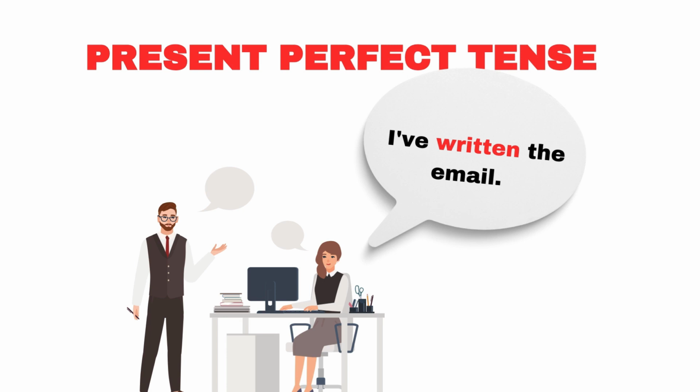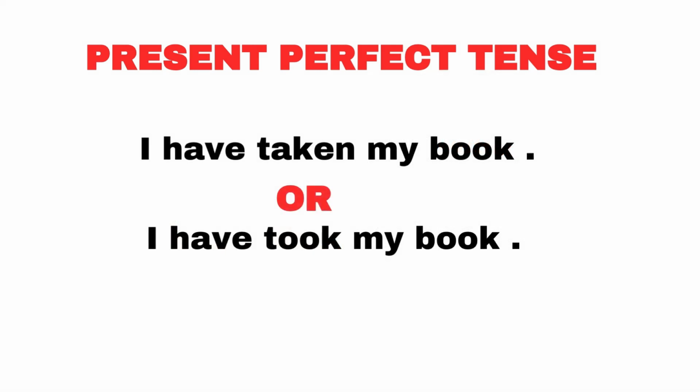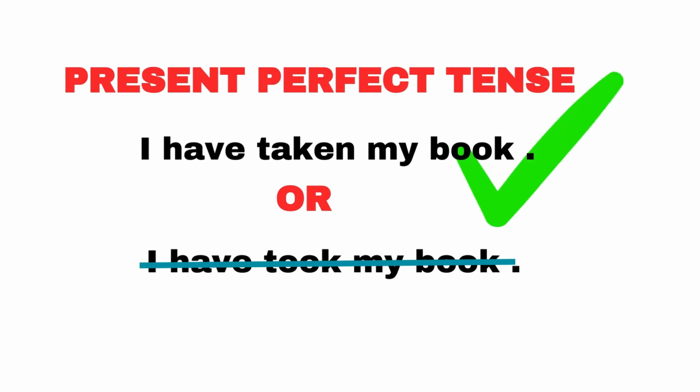I've written the email. This is an example of a present perfect tense. So present perfect tense is used for actions that started in the past and have continued to the present and completed in the present. Another example, I have taken my book, or I have took my book. Remember, in the present perfect tense, we use the word have or has and the past participle of the verb. So taken is the correct verb. I have taken my book, not I have took my book.